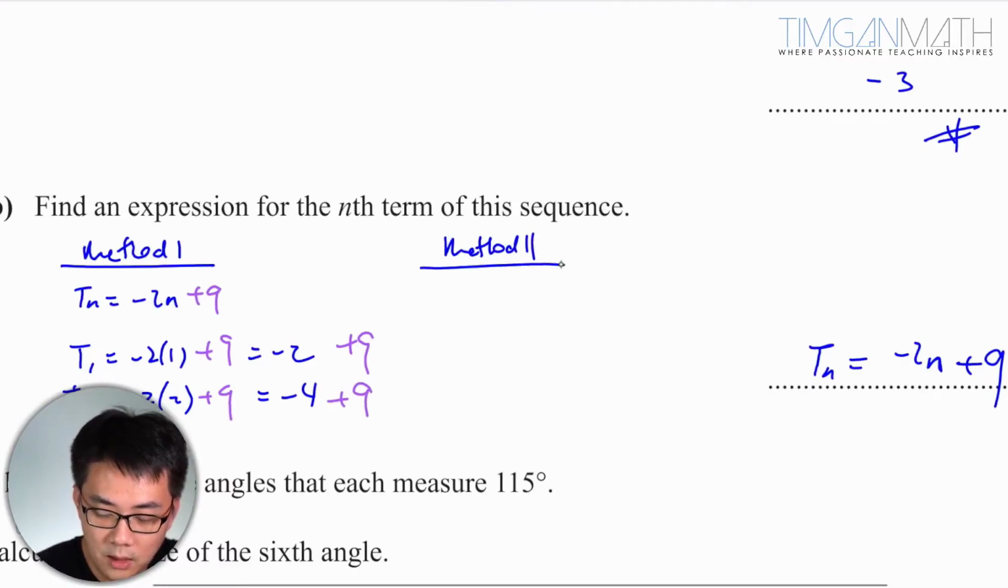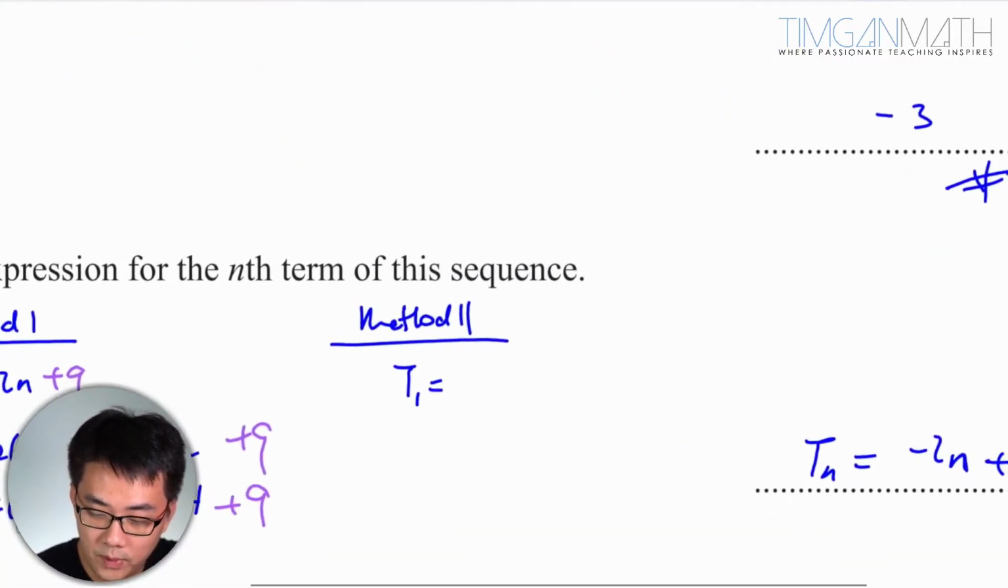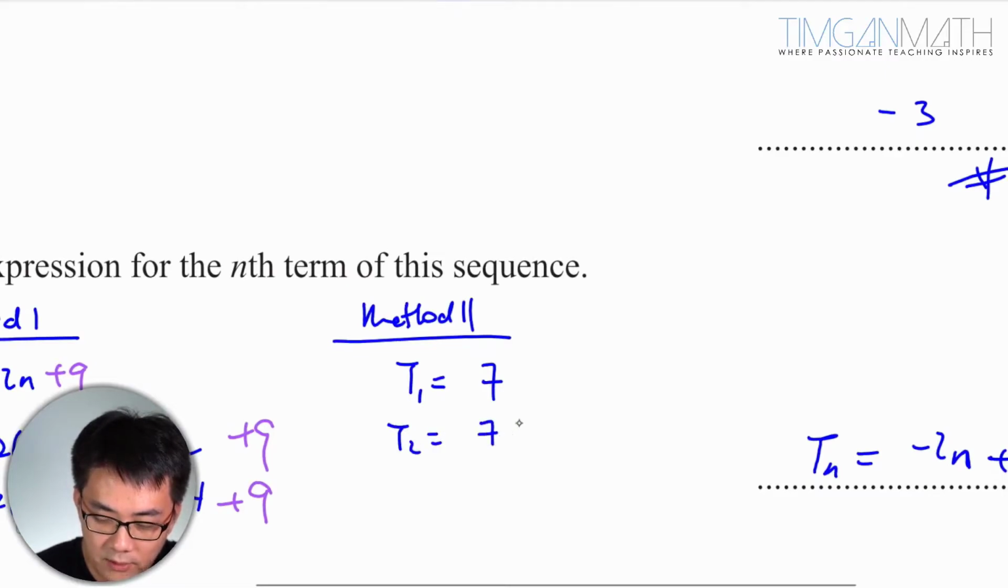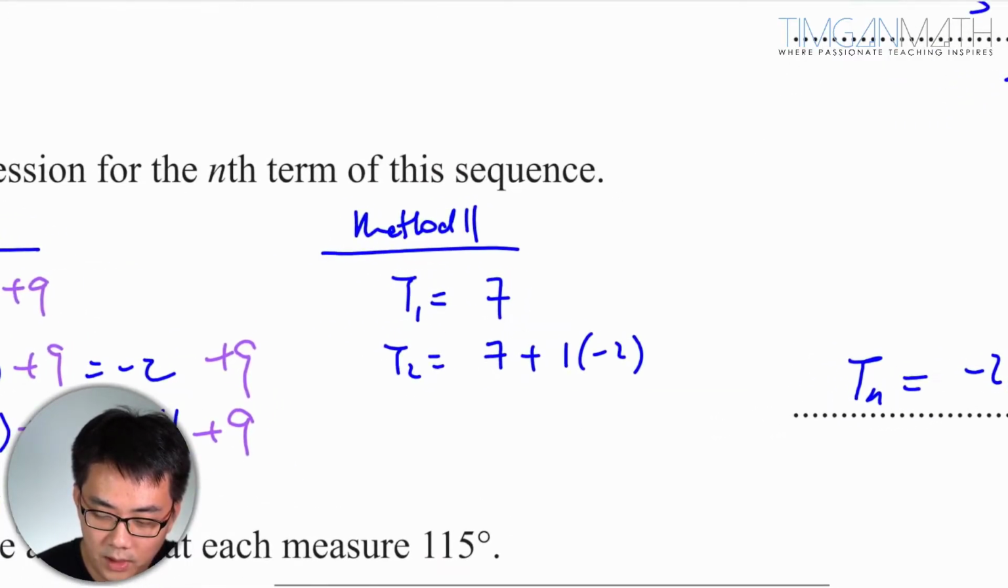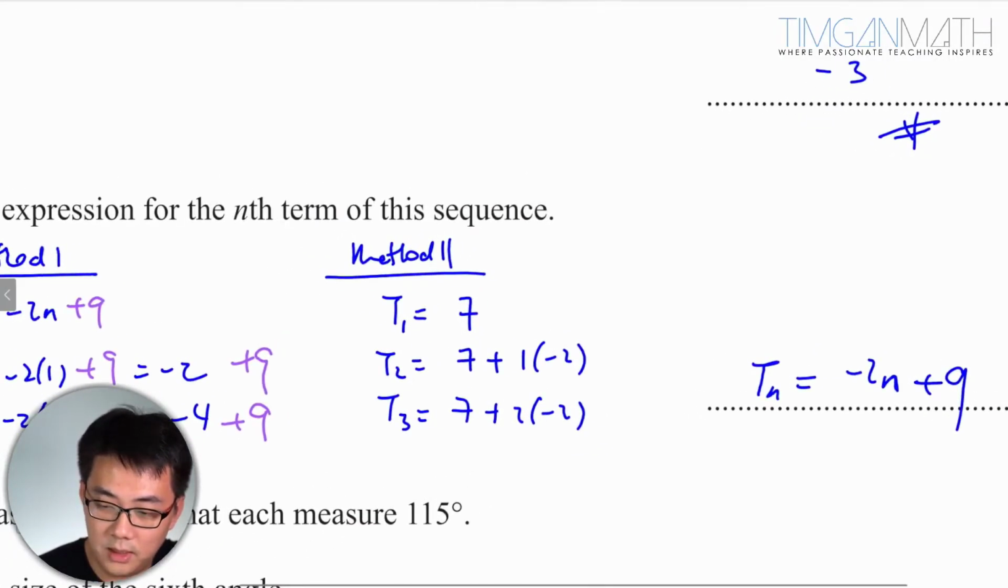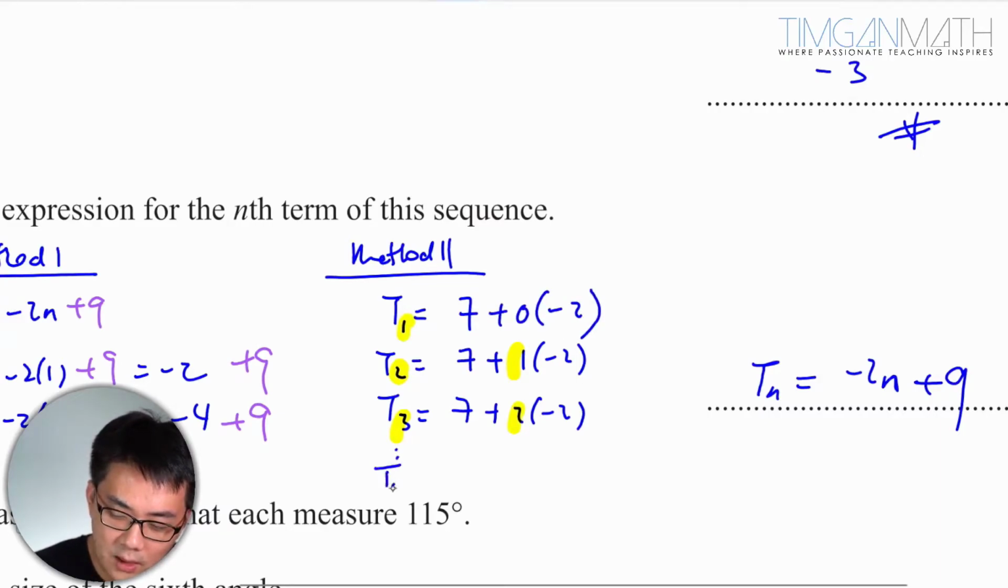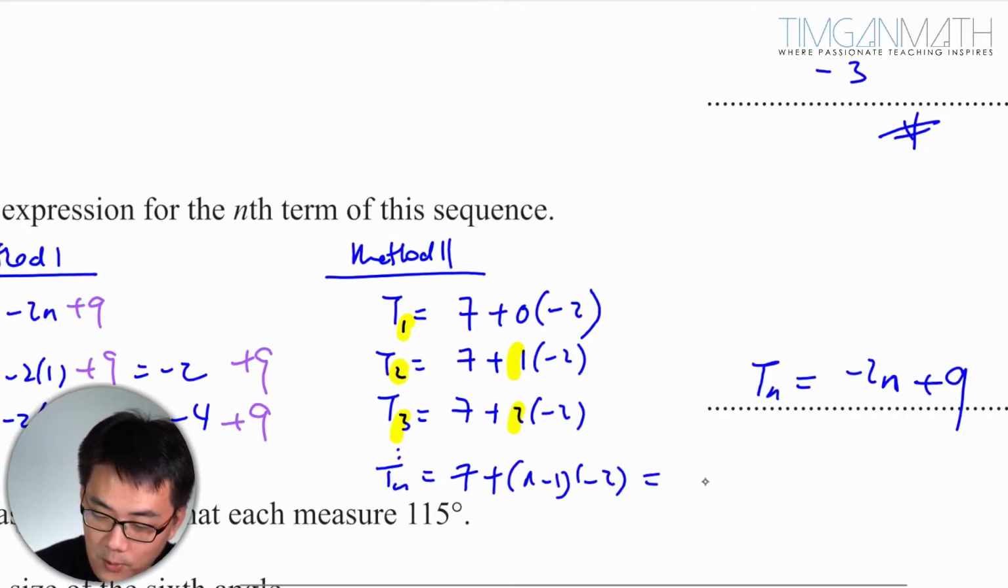This case here will just be: if T1 equals 7, T2 equals 7 plus 1 times -2, and T3 equals 7 plus 2 times -2. You can see that when this is 2, this is 1. When this is 3, this is 2. When this is 1, then there will be a 0 times -2. So for Tn, you will know that this is 7 plus, to get 2, you just do n minus 1 times -2. Once you expand this out, it will just be -2n plus 9 as well.